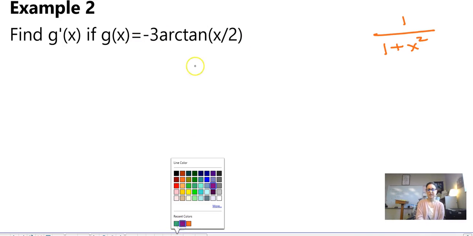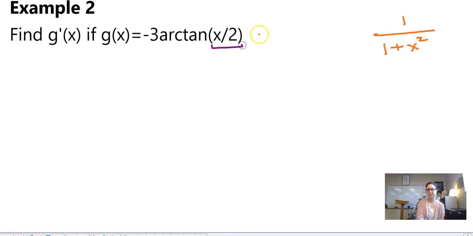Okay, so my inside is x over 2. Don't worry about that. Dividing by 2 is the same as multiplying by a half, right? So just think of that as 1/2 x. What's the derivative of 1/2 x? Just 1/2. So I'll be multiplying by the derivative of the inside at the end, which is 1/2, okay?